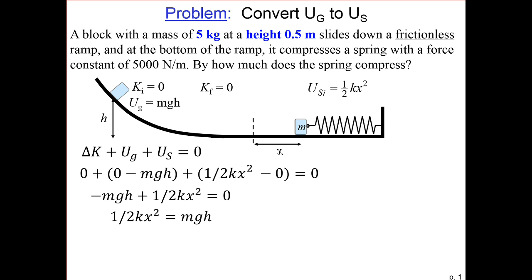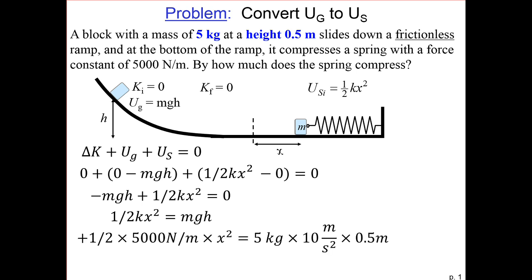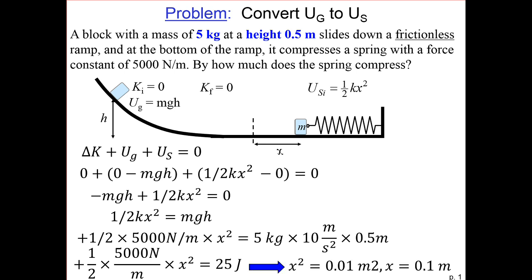Now we can plug in our numbers. The gravitational potential energy here is 25 joules, 5 kilograms times 10 meters per second squared times 0.5 meters. That's then equal to 1/2 kx squared, where k is the force constant of the spring, 5,000 newtons per meter. And if we solve this, we find that x squared is equal to 0.01, and x is equal to 0.1 meters, or 10 centimeters.